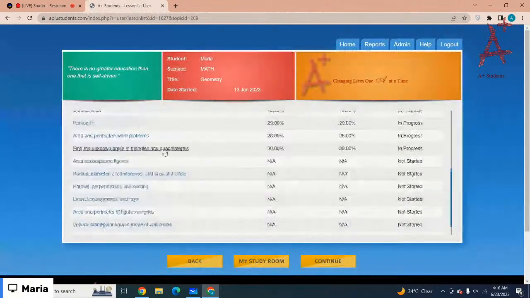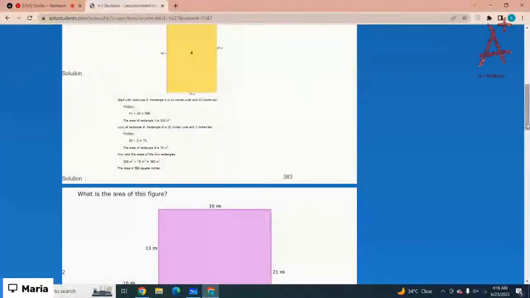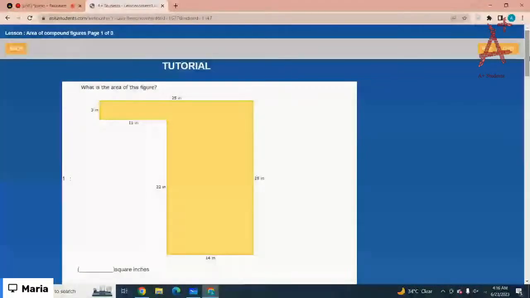The next lesson is area of compound figures. Whenever you have to find the area of a compound figure, first we need to divide the figure into small figures, and then we can find the area of the given shape. Got it? So we can divide this into two triangles. Got it? Like this.